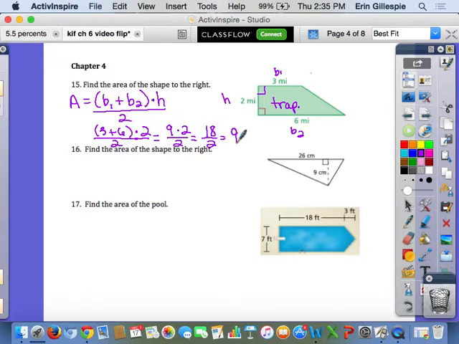Don't forget units. The units on our dimensions here were miles, so since we're talking about area, that's units squared, so 9 miles squared. And 16 says find the area of the shape to the right.